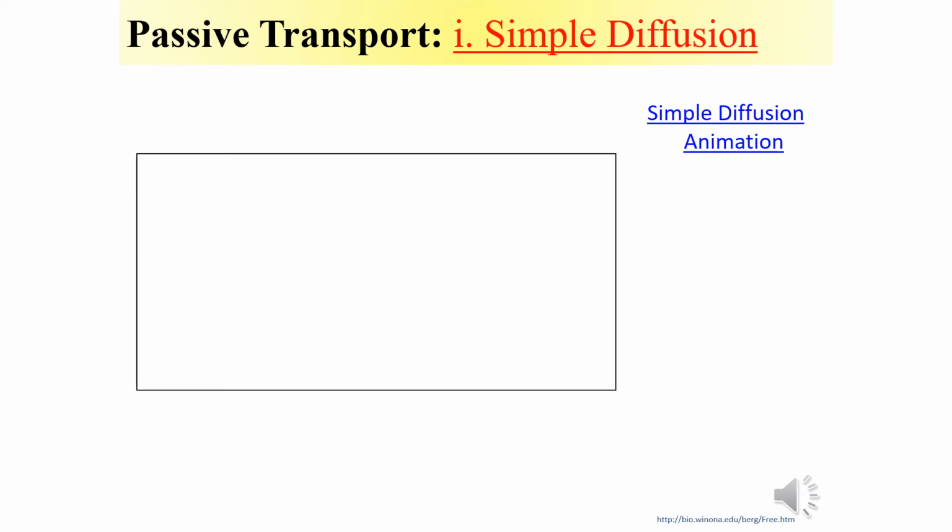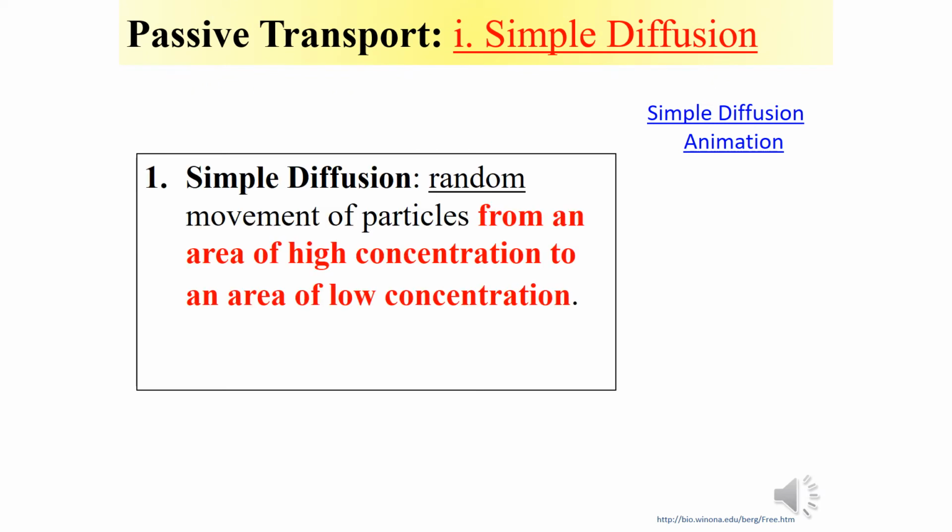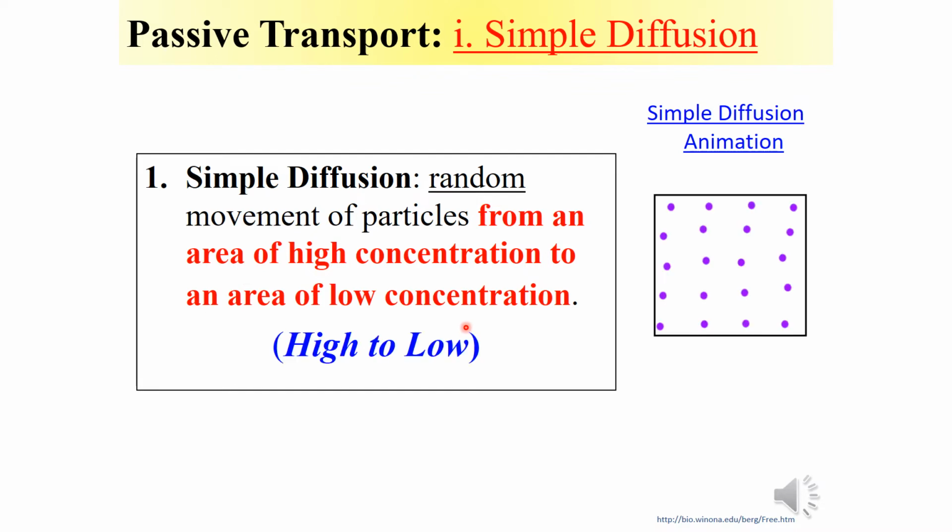So the first type is simple diffusion. Simple diffusion is defined as random movement of particles from an area of higher concentration to an area of lower concentration. Now you can see this small animation.